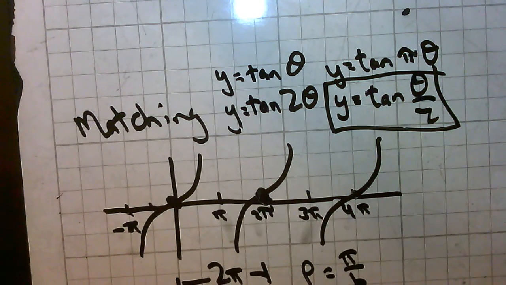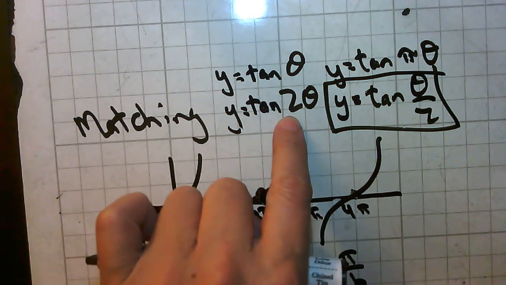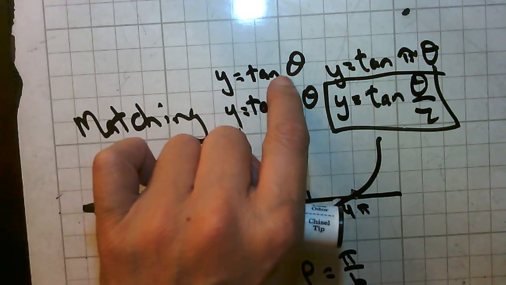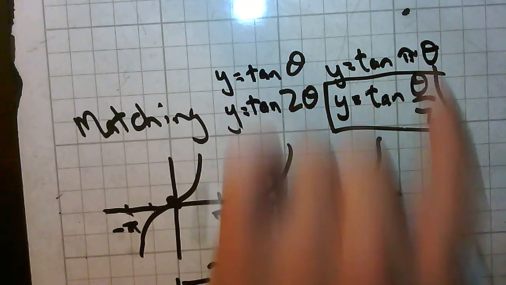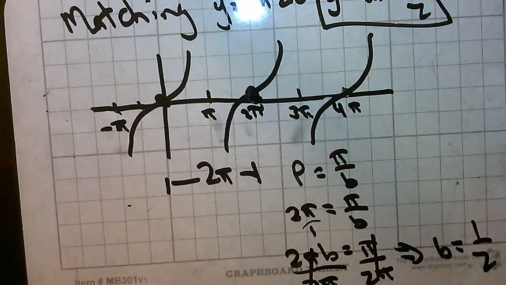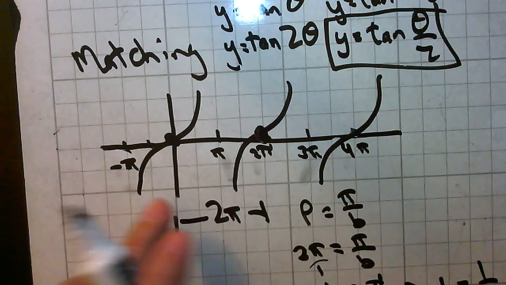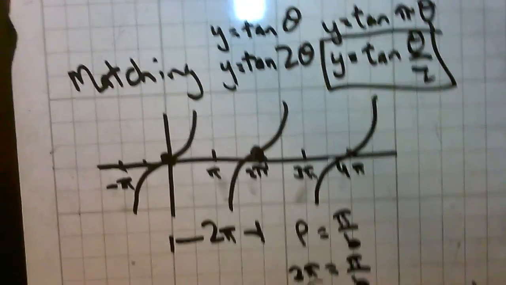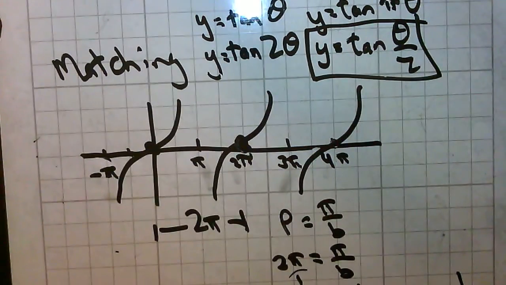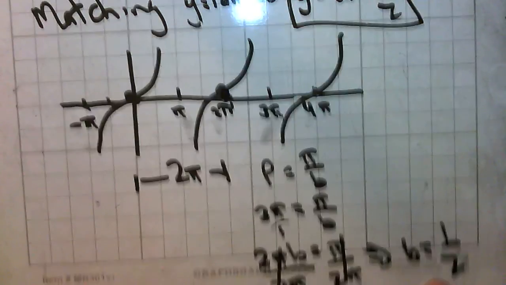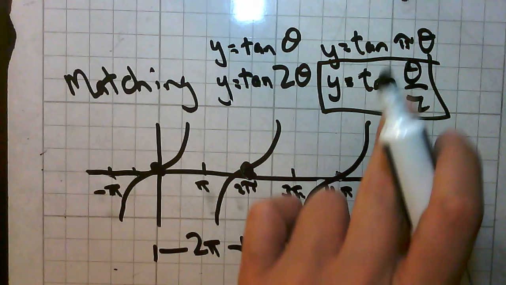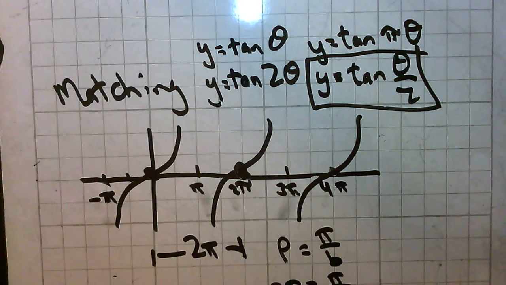So my b here is 1 over 2. Here my b is 2. This one my b is 1. And in this one my b is pi. Okay? So that's an easy way to figure out how the graph matches with the equation. Look for one period, solve for your b, and then you should know that should be in front of the theta. Okay, let's do one more.